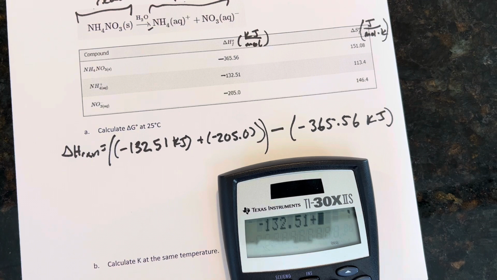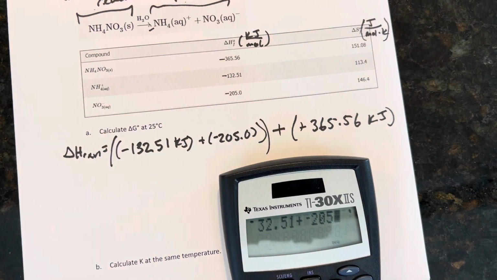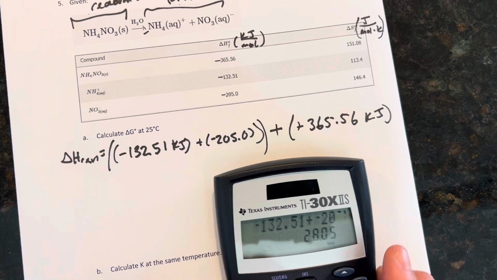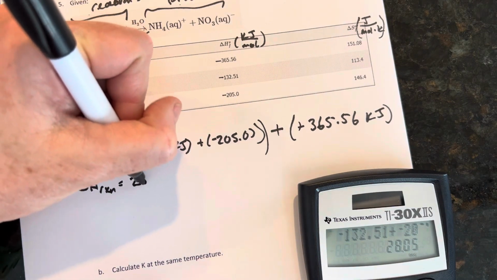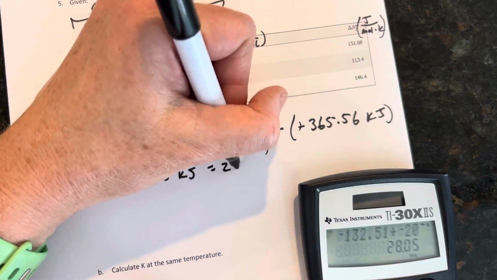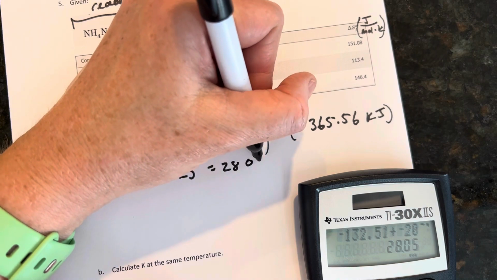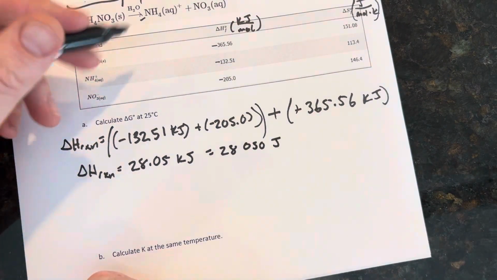Adding to that, negative 205.0, which doesn't matter. And then you subtract a negative 365, which is the same thing as adding a negative, or 365, so plus 365.56. And you get an answer of 28.05 kilojoules, which would be 28050 joules, just moving that decimal place 3 times. All right, now we can move on to delta S.